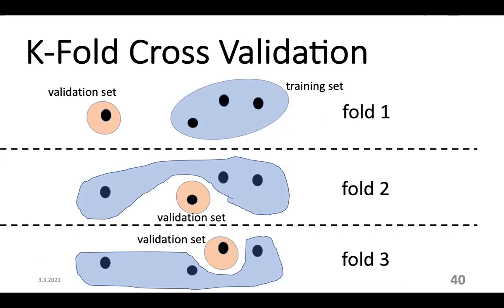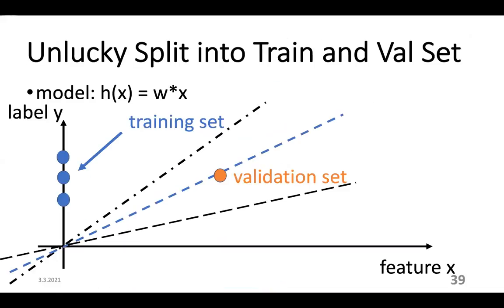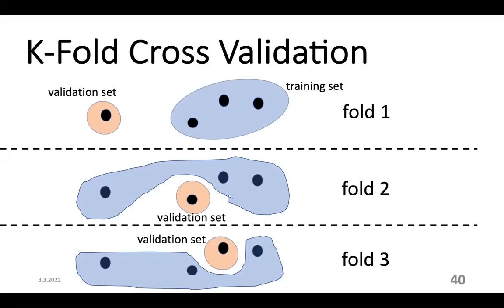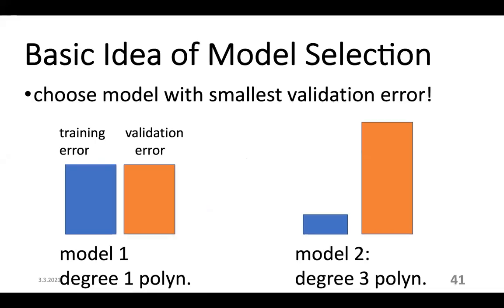Now, k-fold cross-validation is almost the standard method to do validation because, as I said, we average out over unlucky splits. In particular, if we have small data sets, like only 4 data points here, there's a non-zero probability that we have a very unlucky partition into validation and training set. And in k-fold cross-validation, such unlucky splits don't have such a big effect because they are averaged out in some sense. Okay, and now the basic idea of model selection is quite simple. For each model, we train the model, get a training error and validation error, and then we pick the model which has the smallest validation error. So that's quite simple.